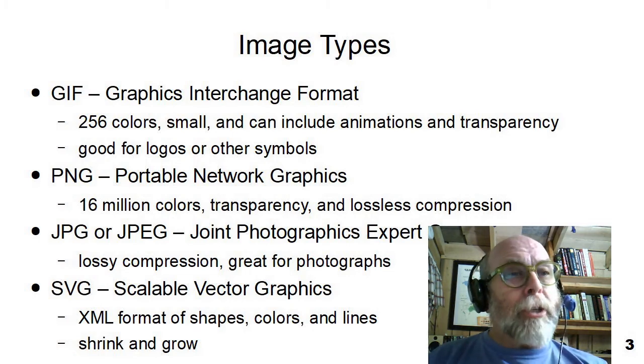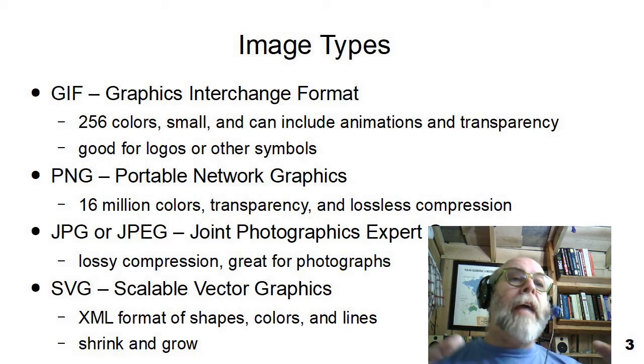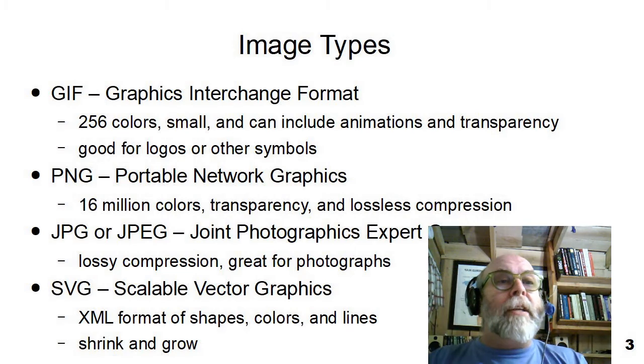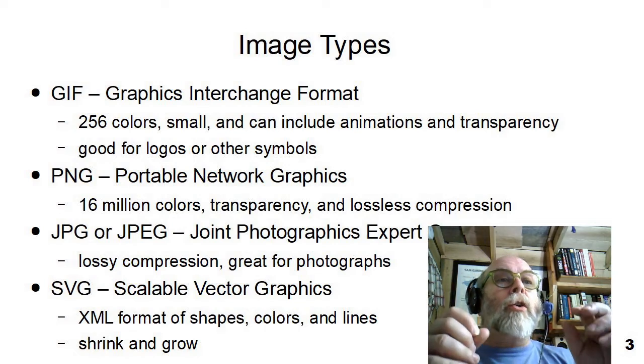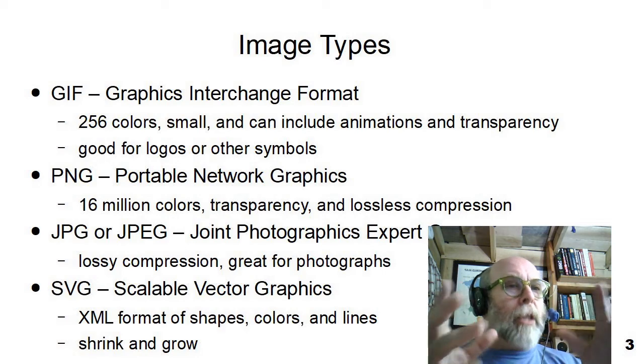Now, for pictures, we will most often use the JPG or JPEG format. The JPEG format is published by the Joint Photographics Expert Group, and it's a lossy compression. So if you take a picture and you crop it and shrink it and save it as a JPEG, then if you ever want to uncompress it, do something with it, you're going to lose a little bit of the picture information. It becomes lossy.